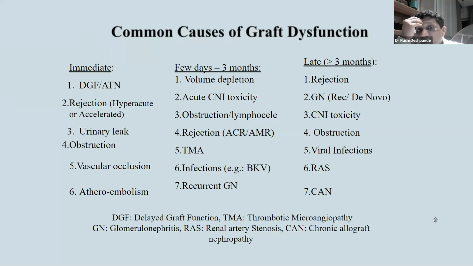And neurological side effects will be tremors, headaches, and then paresthesias, and in very severe cases, convulsions. So that is acute CNI toxicity for you. Obstruction or lymphocele, again a surgical complication which you would not want to see, but lymphoceles are fairly common. Most of the dealing with a lymphocele, I'm sure, will be a part of your surgical lecture.